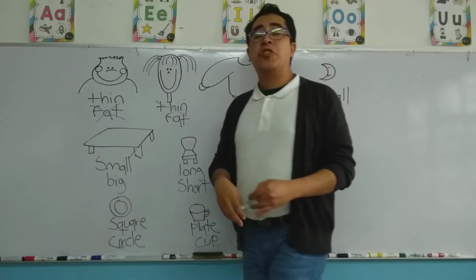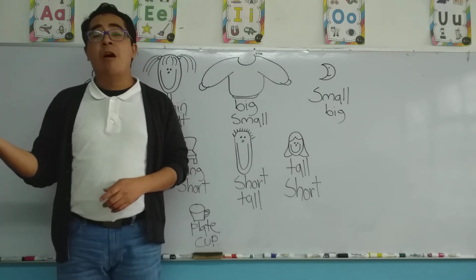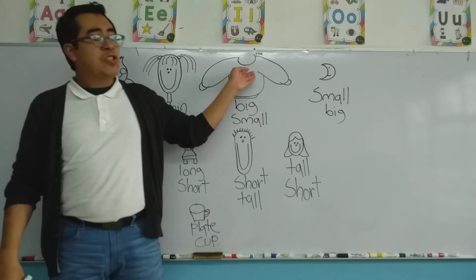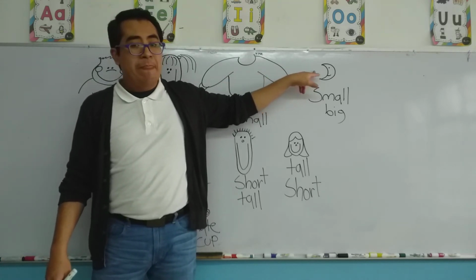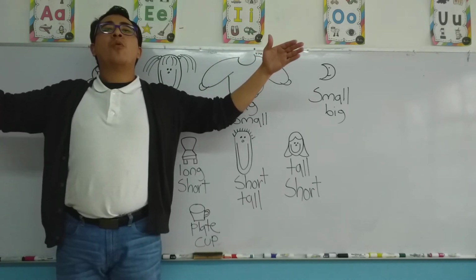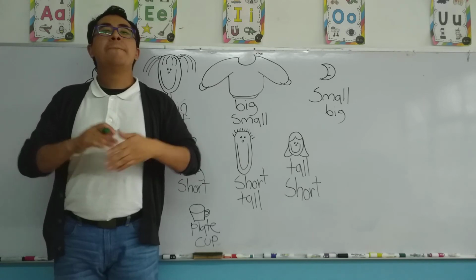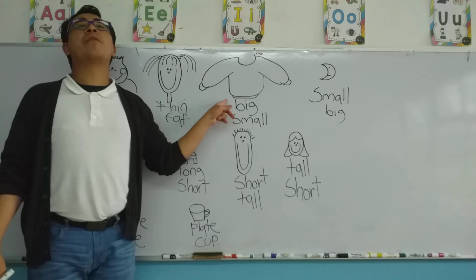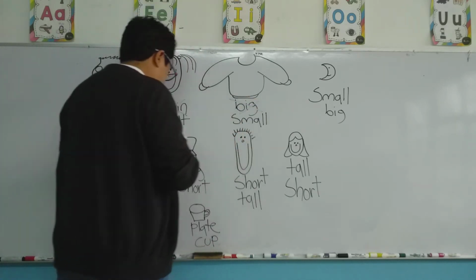On the third picture, we have an object that is part of the family of clothes. We have a sweater. Now, the sweater, compared to the moon, comparado a la luna, al dibujo de la luna, the sweater, is it big or small? Big, very good. So, option number 1.